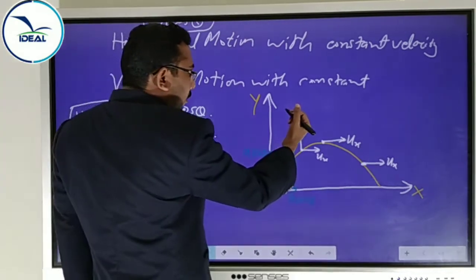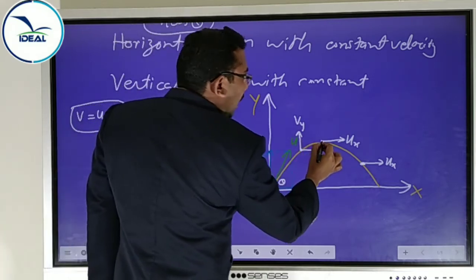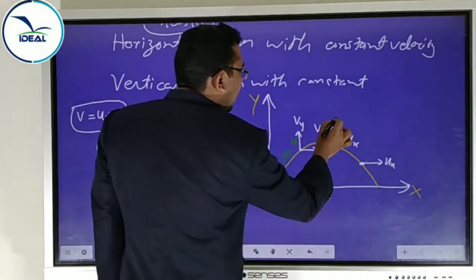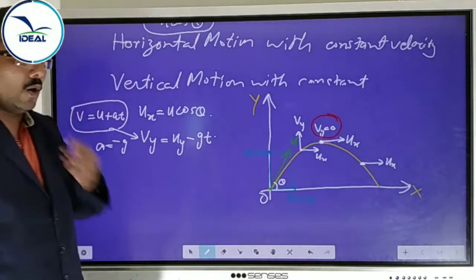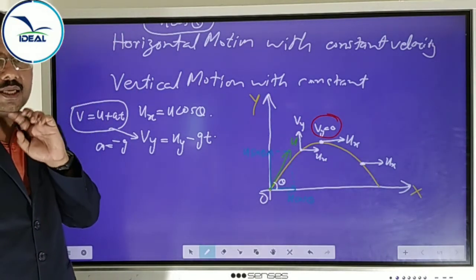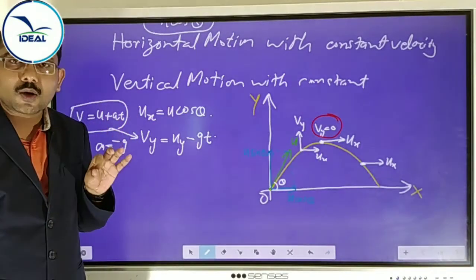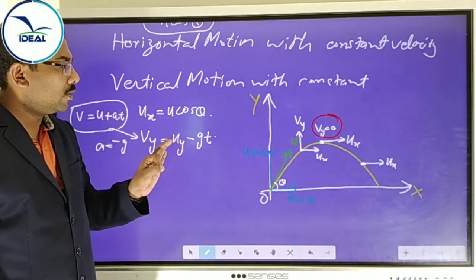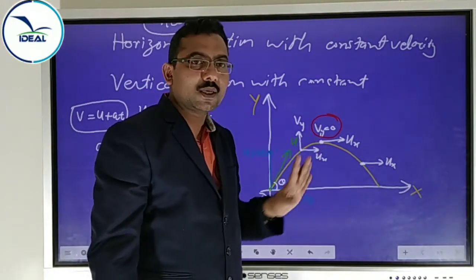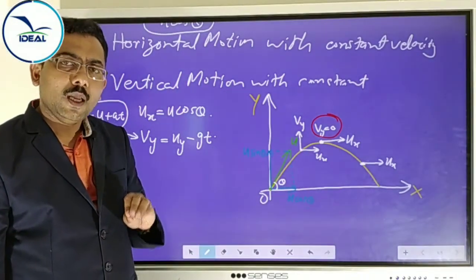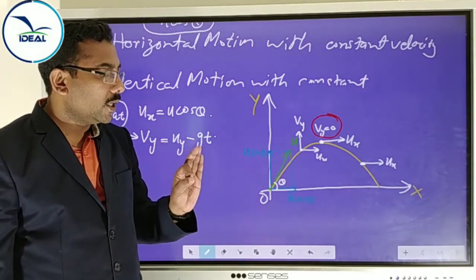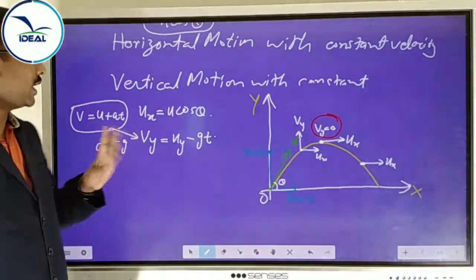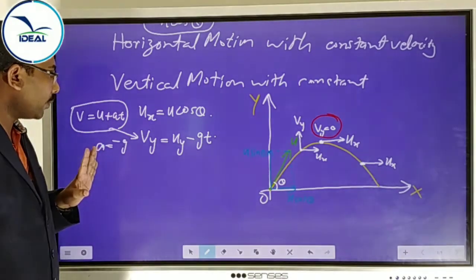That is, the magnitude of Vy decreases, and at maximum height Vy equal to 0. Very important point: at maximum height, vertical velocity Vy equal to 0. Then what is the velocity of a projectile at maximum height? Is it 0? No. Only the vertical velocity is 0. It has one velocity, a constant velocity ux, u cos theta. At maximum height the net velocity is ux. Only vertical velocity is 0. We can say at maximum height the vertical velocity of a projectile is 0. Okay.